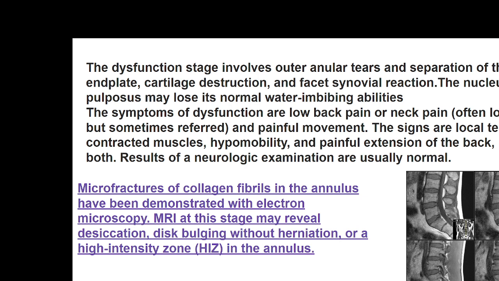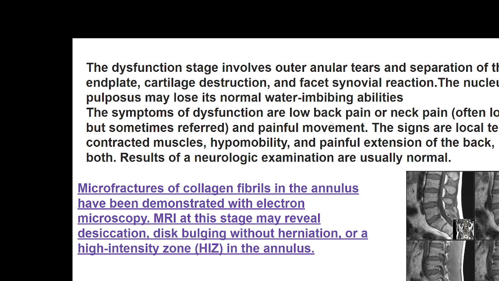Now the dysfunction stage involves annular tears and separation of the end plate, where the impact of the disc bulge produces changes in the vertebral column structure also. The vertebral column structure would be affected. The facet joints would show synovial reactions. When it comes to clinical symptoms, they are produced due to inflammation of the facet joints, and the nucleus pulposus usually loses its normal water imbibing ability.